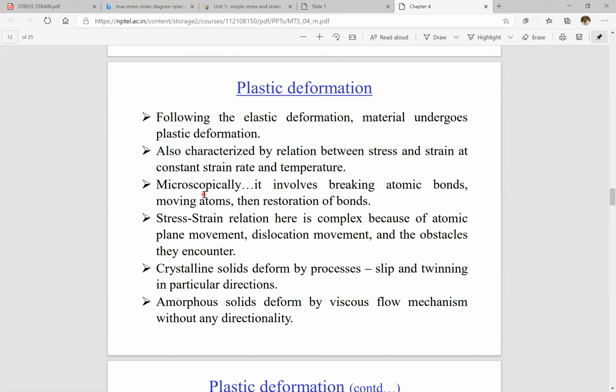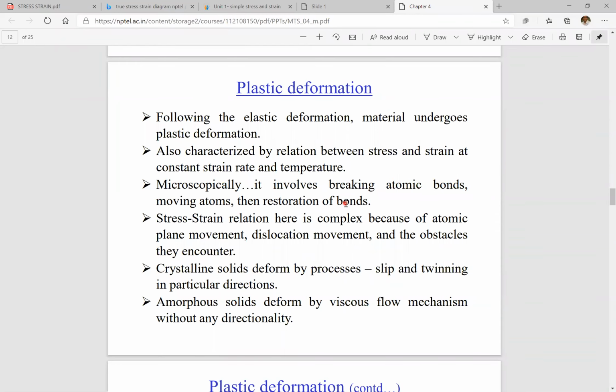Then microscopically it involves breaking atomic bonds. So plastic deformation means we are talking about the permanent shape change. How will it be a permanent shape change? If the atomic bonds are not broken, there will not be a possibility of plastic deformation. That's why in plastic deformation there is breaking of atomic bonds, moving of atoms, then restoration of bonds. When we are going for the permanent shape change, we need to break the bonding between the atoms first.